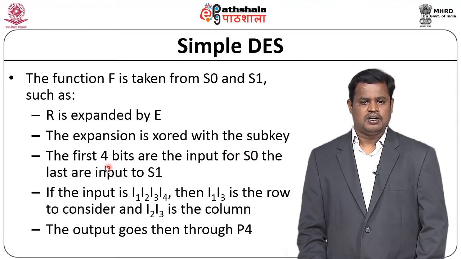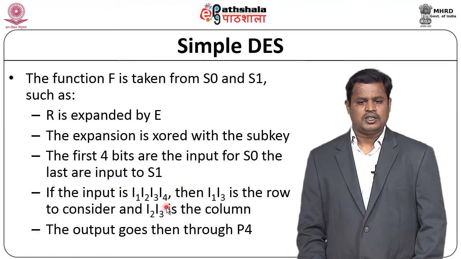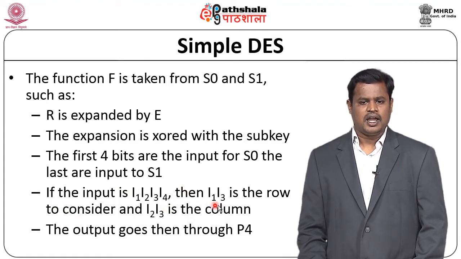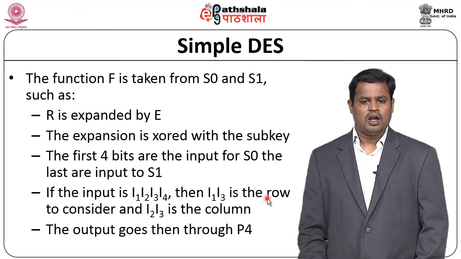So you can see here the first 4 bits are input for S0, and as I mentioned earlier there are 2 S-boxes. So the first 4 bits and last 4 bits are given to S0 and S1. For the input I1, I2, I3, I4, the first and last bits, I1 and I4, give the row for looking into the S-box, whereas the middle 2 bits are used as the column value, and the output goes to the P4.